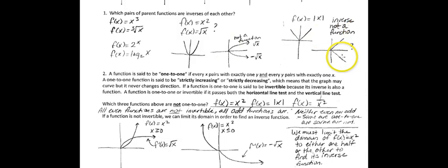What can we do then with a function that's not invertible? Well, we can limit its domain. If we only look at the right-hand side of the function, the part where x is greater than or equal to 0, then its inverse is the square root of x. If we only look at the left-hand part of the function, the part where x is less than or equal to 0, then its inverse is negative square root of x. So if we limit the domain, we can find an inverse function.